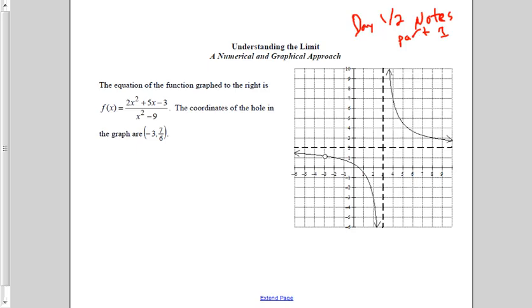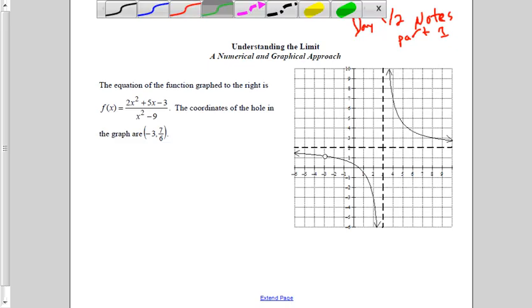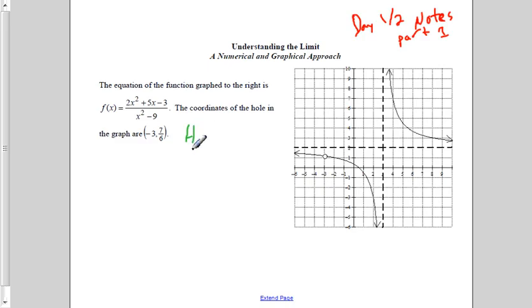Okay, so we're given the equation of a function, graph to the right: f of x equals 2x squared plus 5x minus 3 all over x squared minus 9. The coordinates of the hole in the graph are negative 3, 7/6. So a couple things we want to look at. From pre-calculus, we know how to find the horizontal asymptote. Since our degrees are the same, the horizontal asymptote is the leading coefficient of the numerator over the leading coefficient of the denominator. So the horizontal asymptote is y equals 2, and that's graphed right there.